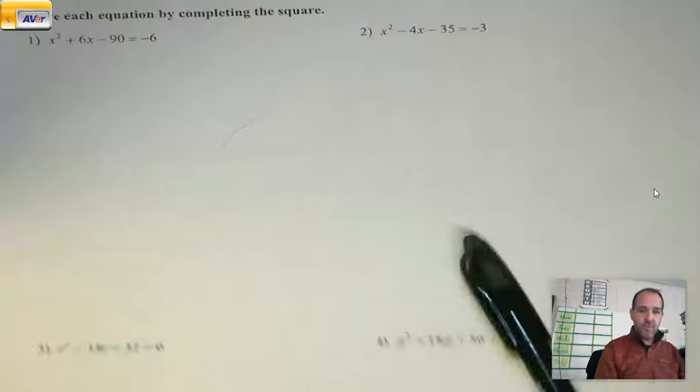Okay? So you've got some practice completing the square over here. Please do that. If you run into questions, let me know.